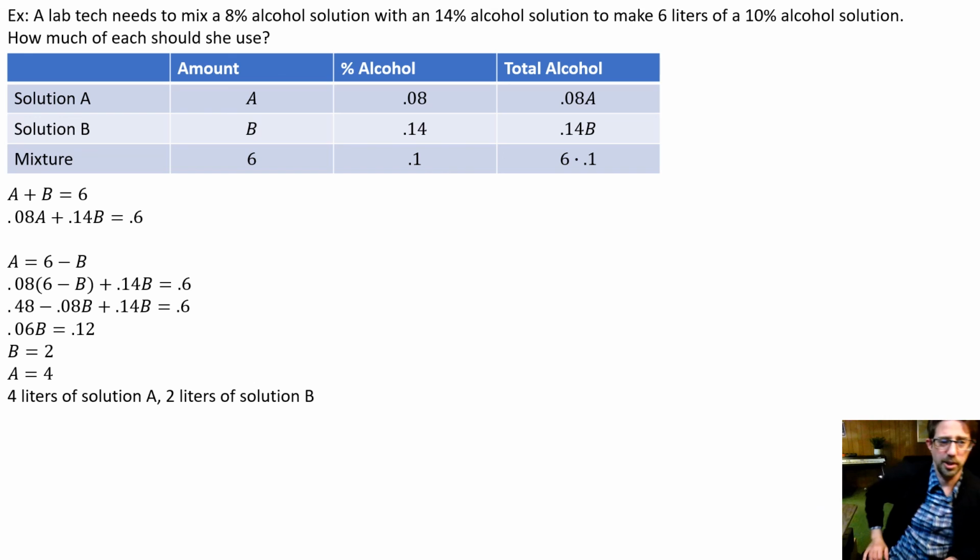And then just because we like to summarize, we're saying 4 liters of solution A and 2 liters of solution B. Okay, so these are weird and specific, but I guarantee I'm going to put one on the test. So absolutely get in the homework and try a couple of these on your own.